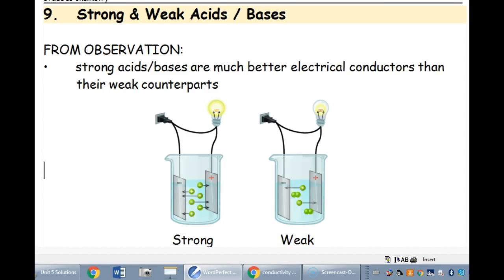So in our next lesson, I want to talk about strong versus weak acids and bases. One of the points that I want to drive home today is that the strength of an acid is not related to its concentration, but I will get to that later.